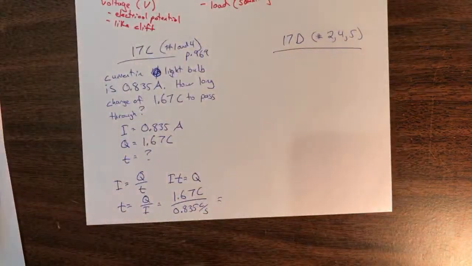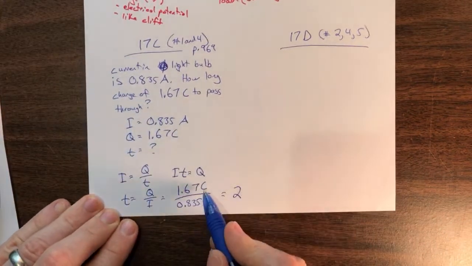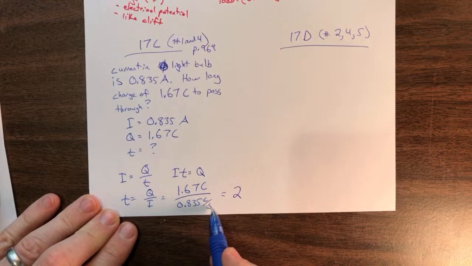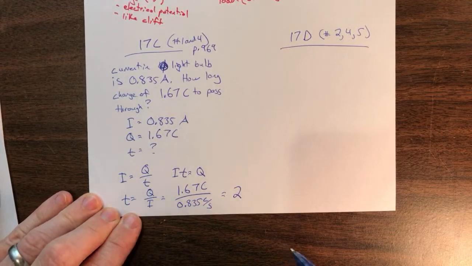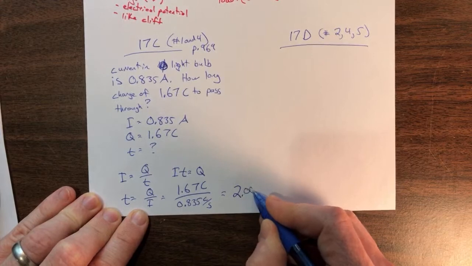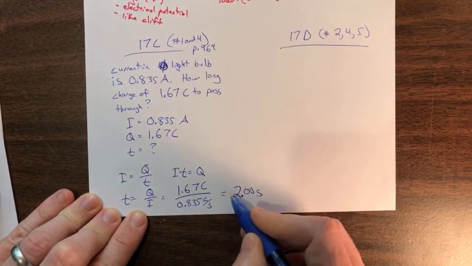2. But what are the units? Well, we notice coulombs over coulombs cancel, and we're left with per second. So the bottom of the bottom, the denominator of the denominator, turns into the numerator. So this is simply 2 seconds. 2 seconds. And that's your answer.